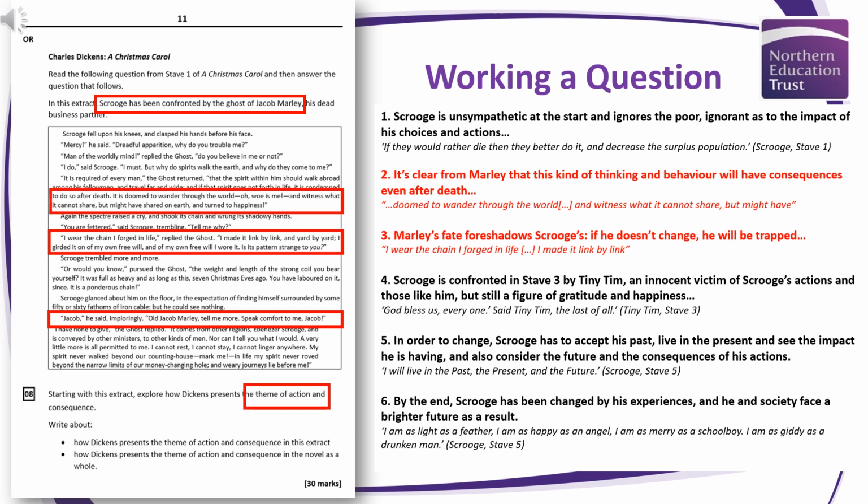And then to round it off, end of the text, by the end, Scrooge has been changed by his experiences, and he and society face a brighter future as a result. And that quotation, "light as a feather, happy as an angel, merry as a schoolboy, as giddy as a drunken man." And the light as a feather thing links as a contrast to Marley being weighed down by the chains.